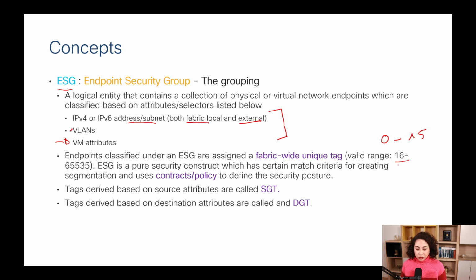The key takeaway here is really that when we create our groups, we will be able to assign a tag to them, and that tag we can configure from 16 to 65,535.